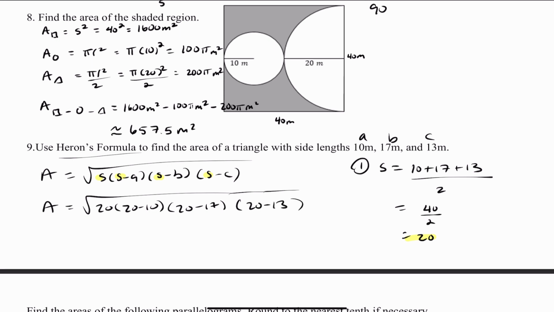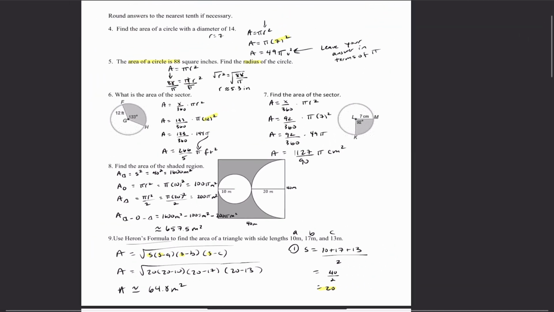And then you're going to put all of that into your calculator. You should get approximately 64.8 meters squared. And that's the first page of the review.